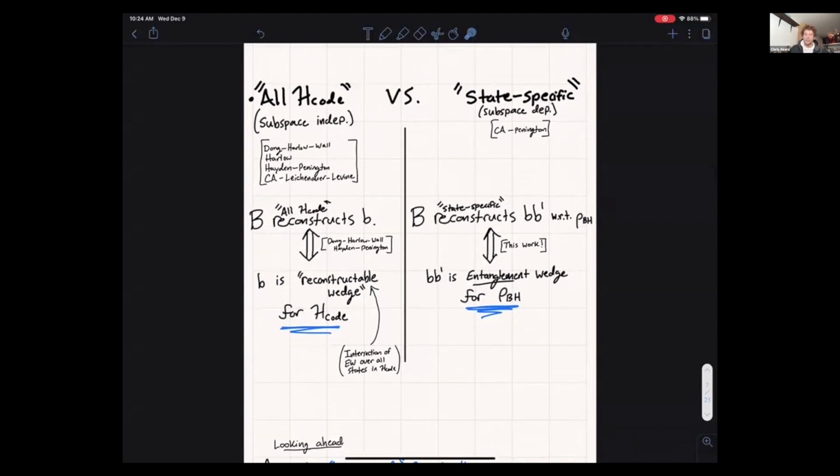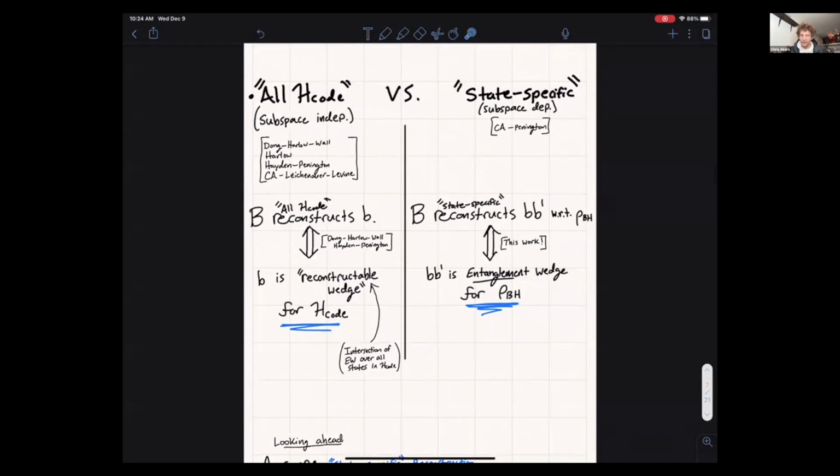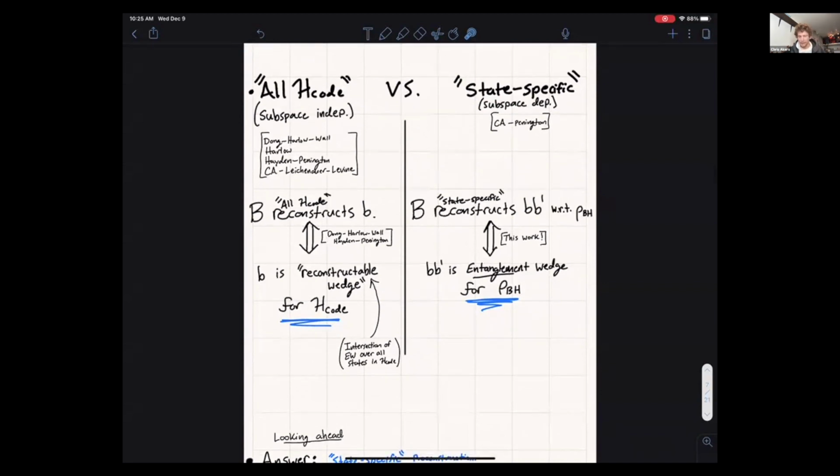So this state-specific sort of reconstruction is sometimes called subspace dependent because it depends on the subspace of H code. And this all-H-code style reconstruction is sometimes called subspace independent because it does not depend on the subspace of H code that you're talking about. Just if you've heard those terms, it's connected that way.